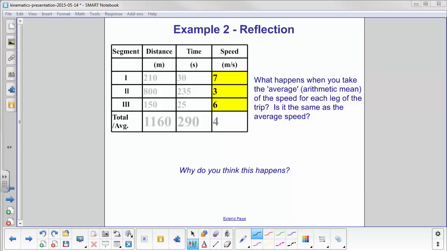So when you work these problems, the only way to find this lower right-hand corner, the total average speed of your trip, is to find the total distance, which is here, and the total time, divide them, and here you get 4 meters per second, which is your average speed for the trip.